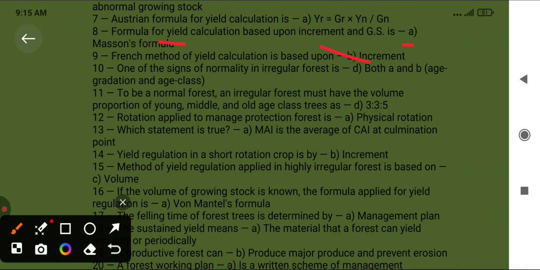One of the signs of normality in an irregular forest is age gradation and age classes. To be a normal forest, an irregular forest must have the volume proportion of young, middle, and old age class trees as 3 is to 3 is to 5. The rotation applied to manage a proportion forest is physical rotation. Which statement is true?